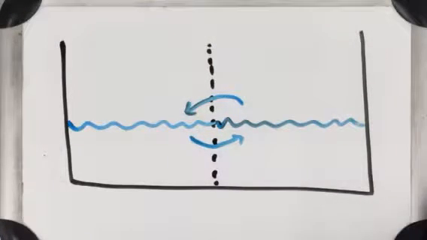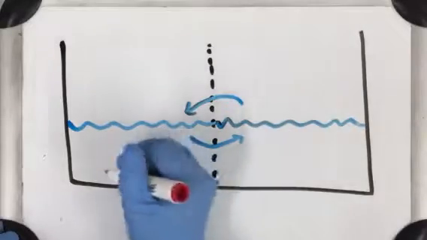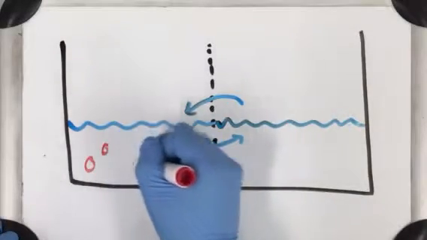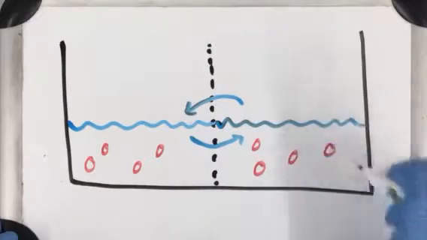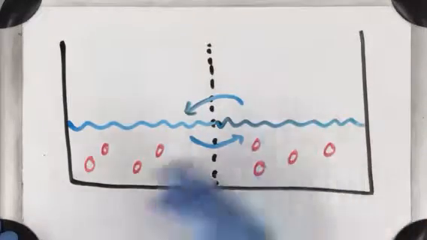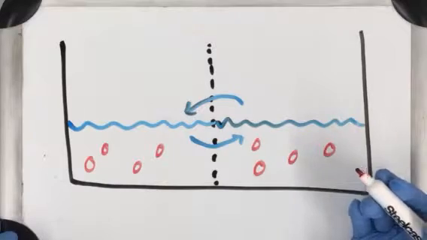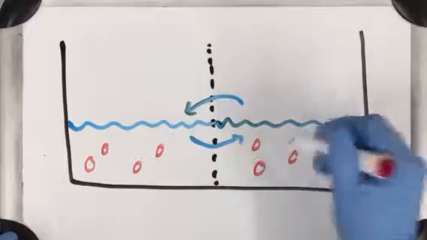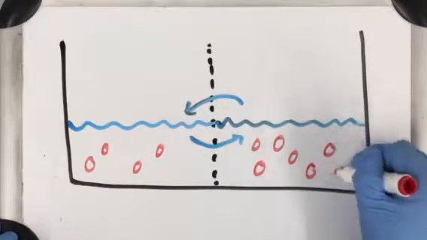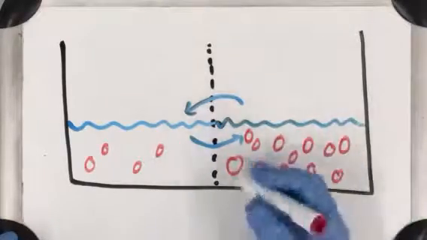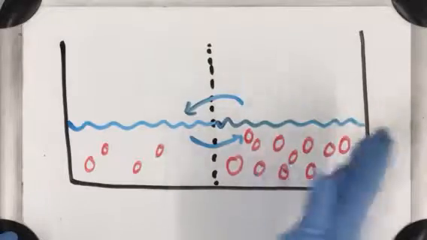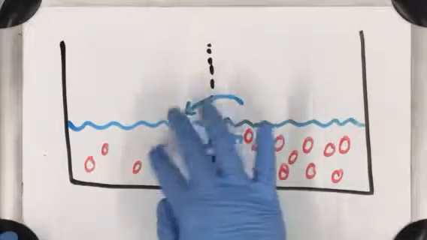Now if we add a solute, like let's say salt, and we have it in pretty equal proportions on each side, the water's not going to change. The thing is, if we add too much salt to one side, everything's changed because the salt can't cross this membrane right here. Only the water can.